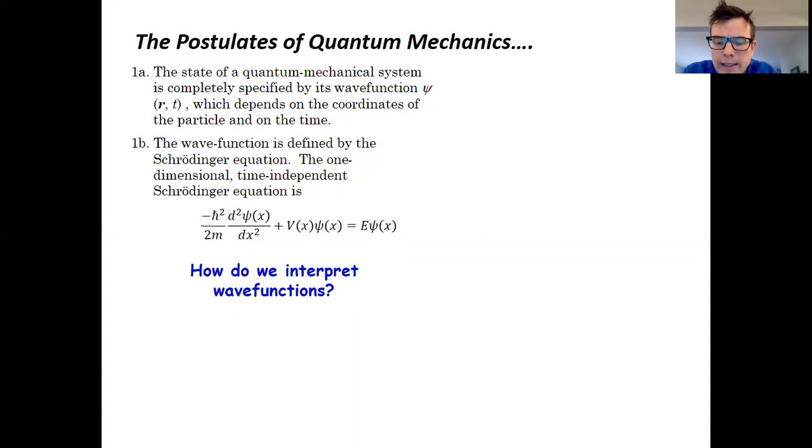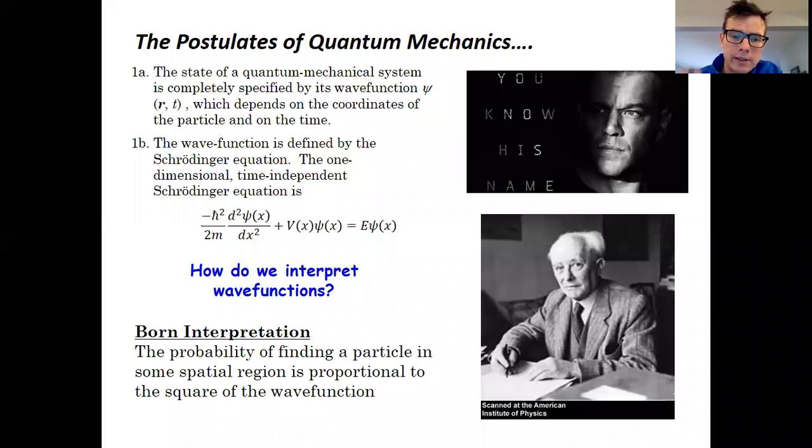But the basic viewpoint that we used is called the Born interpretation. Okay? Not this Born, but this Born. This is Max Born, a German physicist. And what Max said was that the probability of finding a particle in some spatial region is proportional to the square of the wave function. So how do we interpret wave functions? Well, we square it, and that tells us something about the probability of finding a particle.